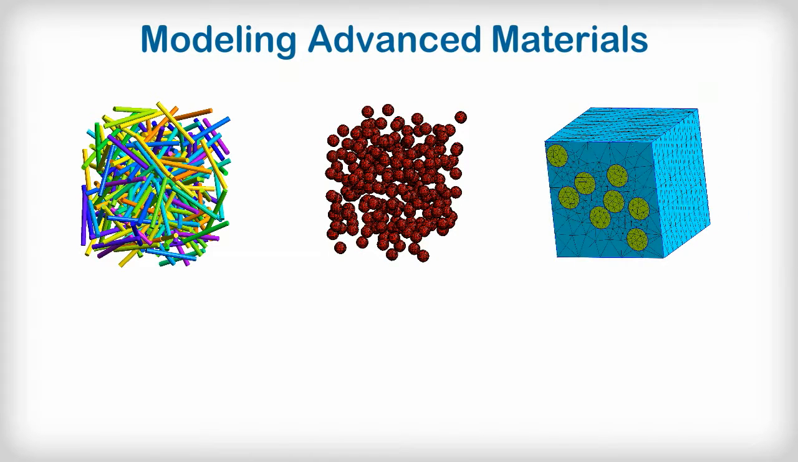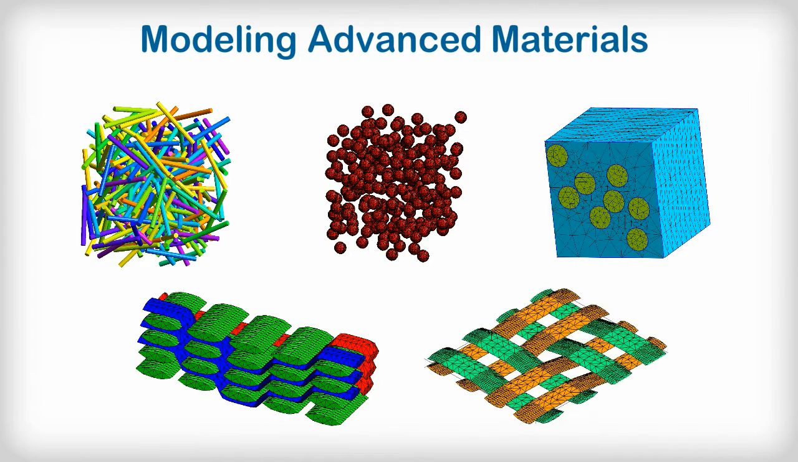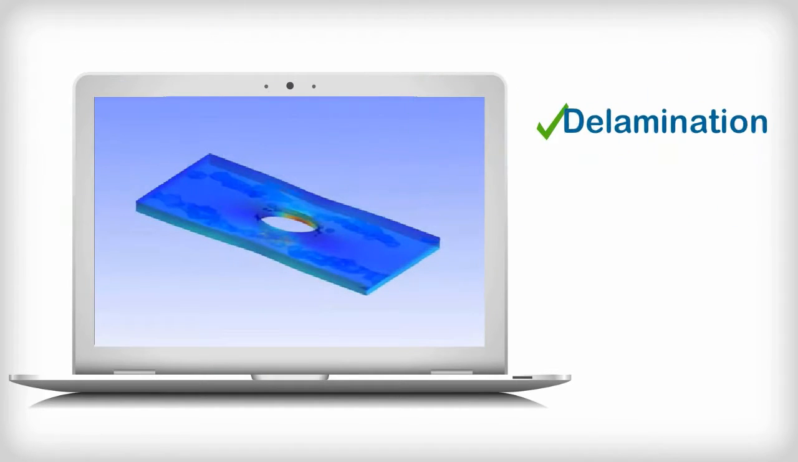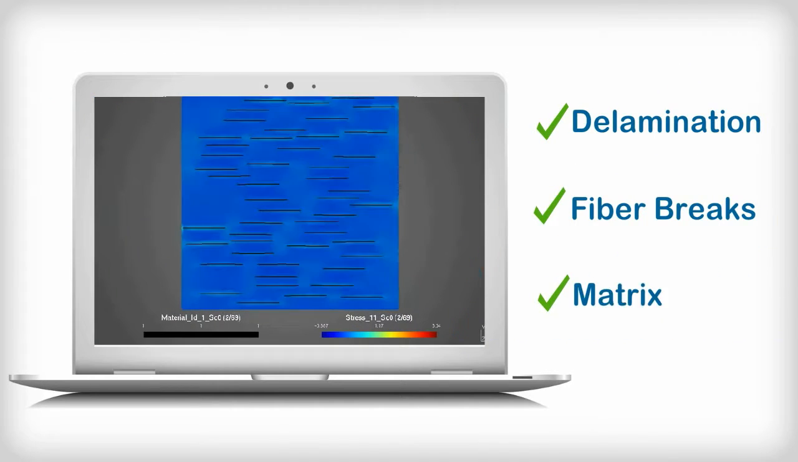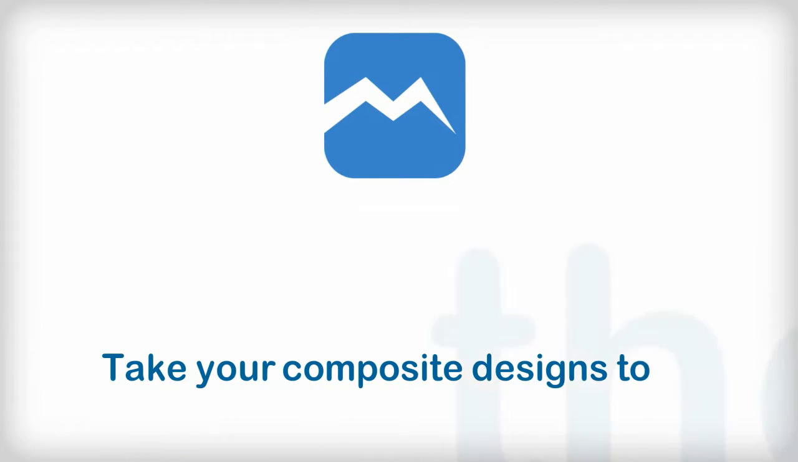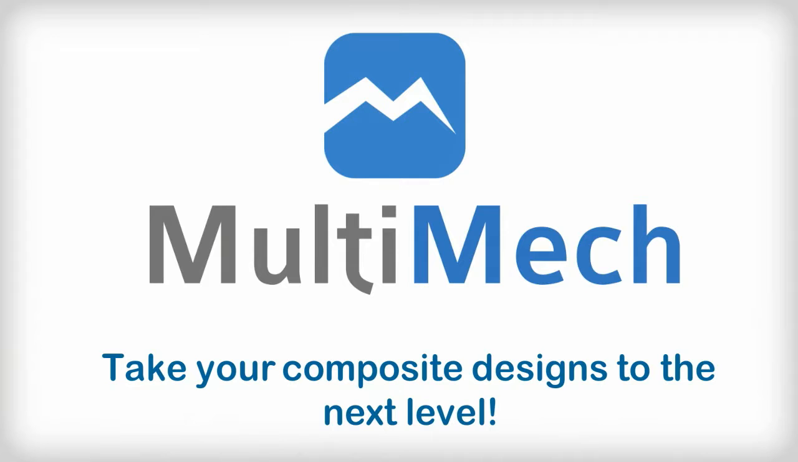MultiMech is capable of modeling a wide range of advanced materials, and it empowers engineers to create intelligent, robust designs by performing multi-scale progressive failure analysis, which can include fatigue, delamination, debonding, fiber breaks, and matrix cracking. Take your composite designs to the next level with MultiMech.